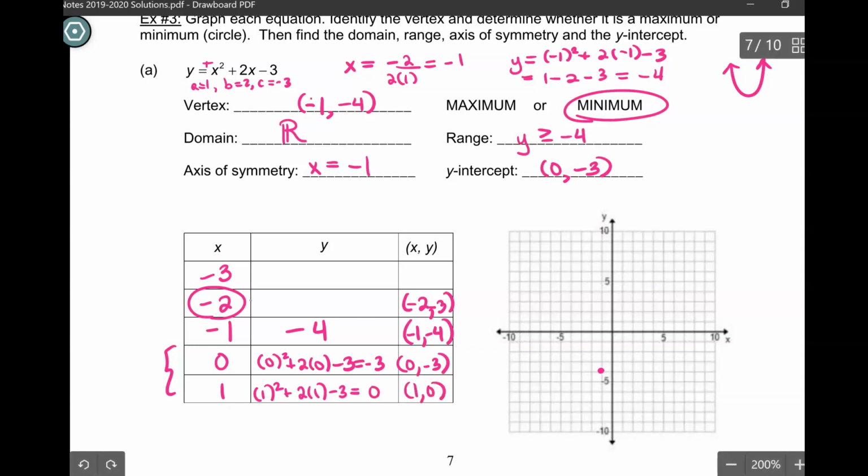So that means -3 also has to have 0 as my y-coordinate. So I'll plot the other points here. So -2, -3. I already plotted the vertex. 0, -3, and 1, 0. There we go.